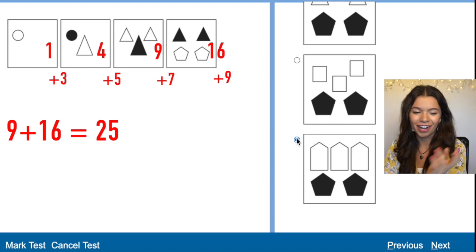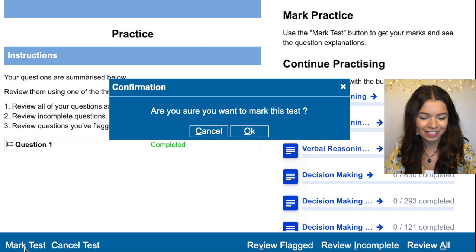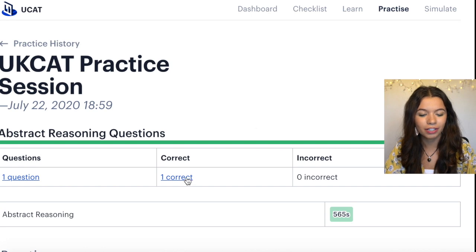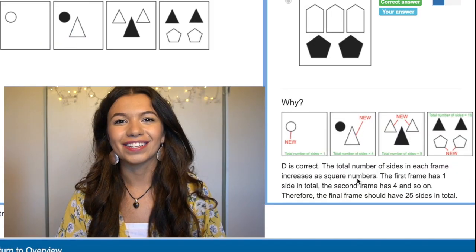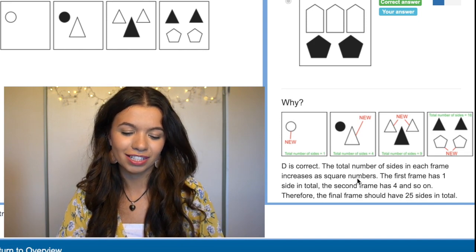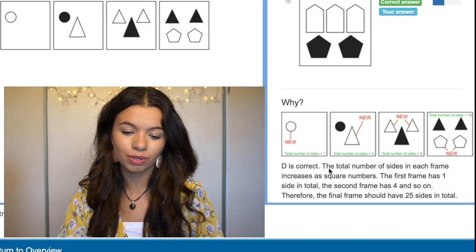Now I hope that's the right answer. I hope I didn't just mess this up. Mark test. Oh, correct. I just want to go and see what the written explanation was for this one. Okay, so it's actually really interesting that we read this answer because the theory here is that the total number of sides in each frame increases as square numbers.